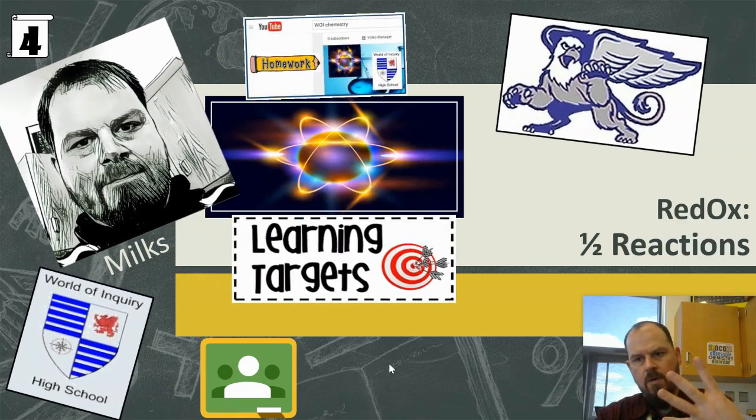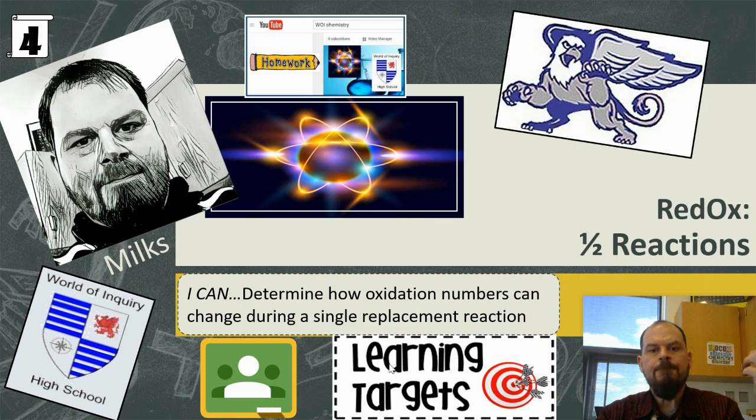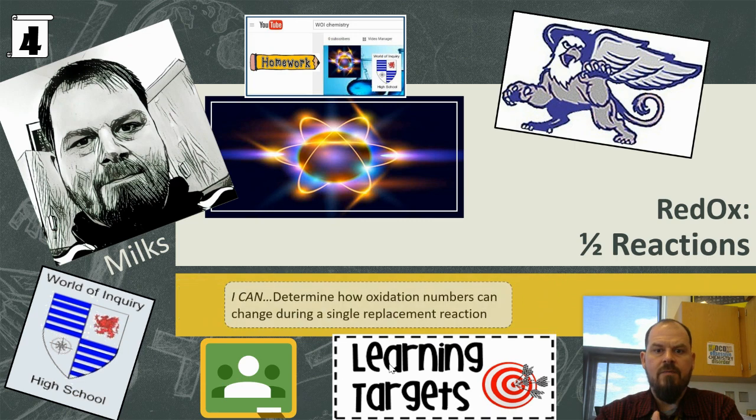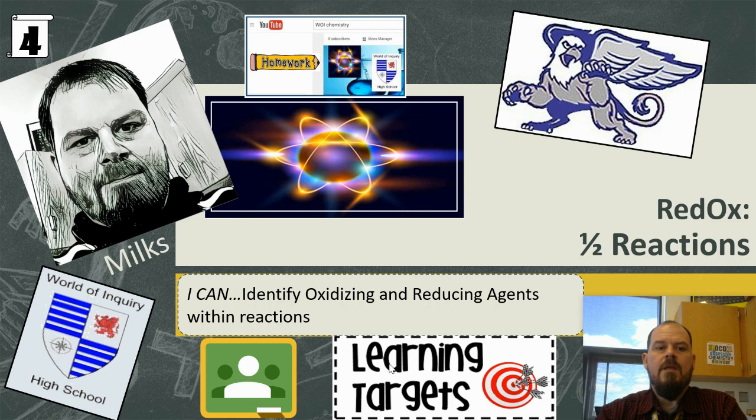Chemistry Minions, video 4. Let's get into these half reactions. Now that we can assign oxidation numbers, we can start. We'll assign oxidation numbers, and from there we can determine who is gaining and who is losing electrons, and I can write the actual half reactions that show who is losing and who is gaining. So let's get into it.